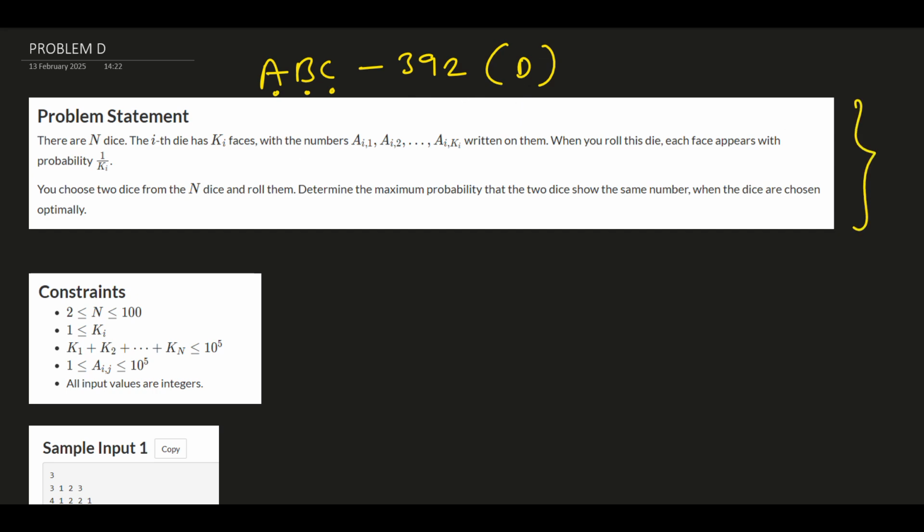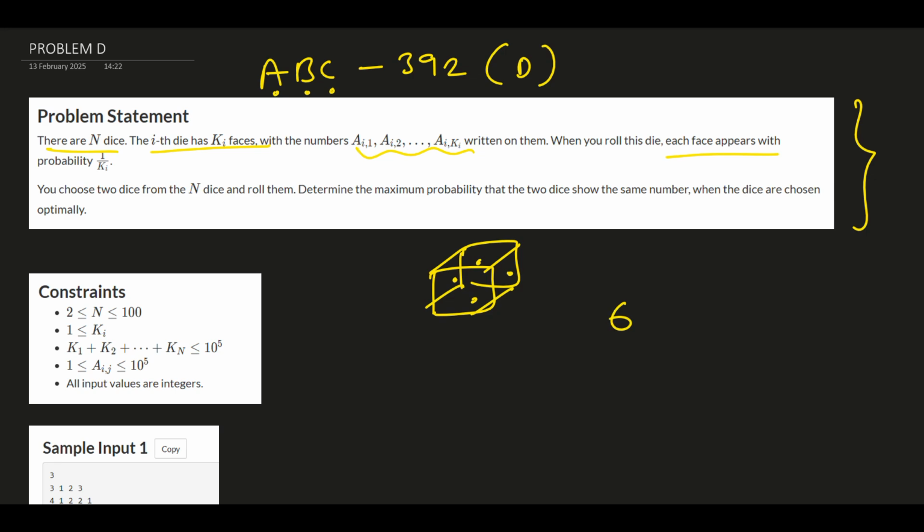So the problem statement states that there are n dice. The ith dice has ki faces. So I hope you have played with dice before. So this is a dice. Alright, so the dice has faces, right? So every die has ki faces with numbers ai1, ai2 up to ai,ki written on them. When you roll this dice, each face appears with a probability of 1 by ki, right?